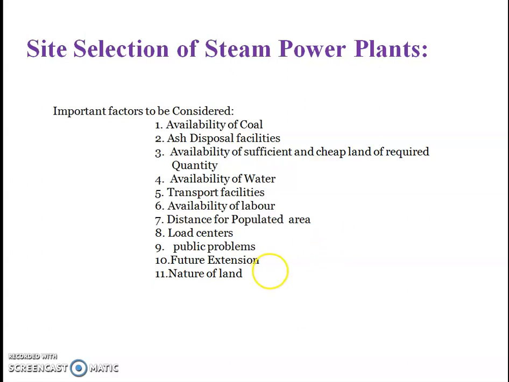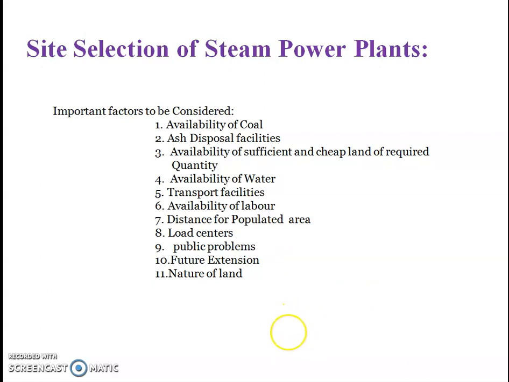And next one is load centers. Load centers means a power station must be located near the loads to which it is supplying the power. A power plant should be located as near as possible to the load centers in order to minimize the cost of transmission lines and also the losses occurring in them.